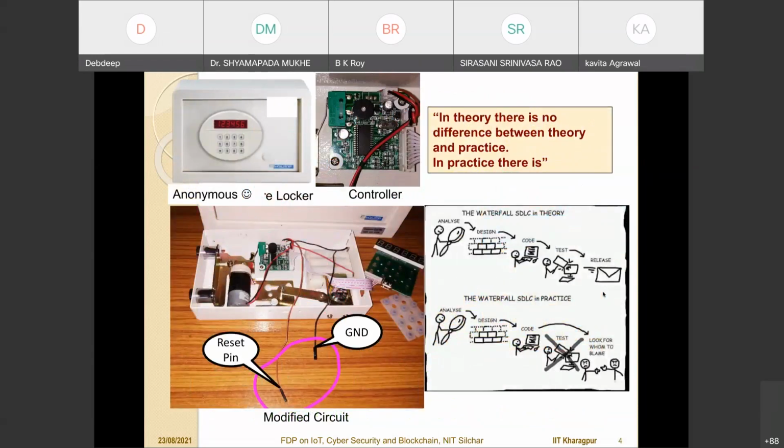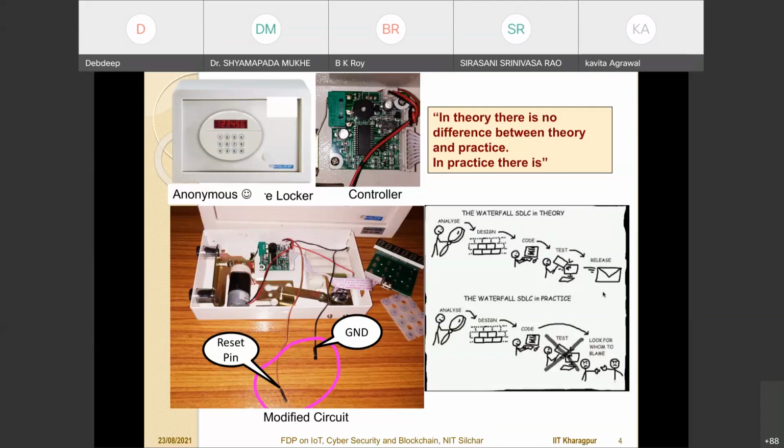So in a nutshell, and on a lighter note, we know that in theory there is no difference between theory and practice, but in practice there is. I often use this example to illustrate my point. This is a very popular e-locker that we often use in our day-to-day life. You see them in hotels and many other places. The security designers of this locker expected that there is a 6-digit pin, and if you only know that 6-digit pin, then the locker will open, else it will not open.